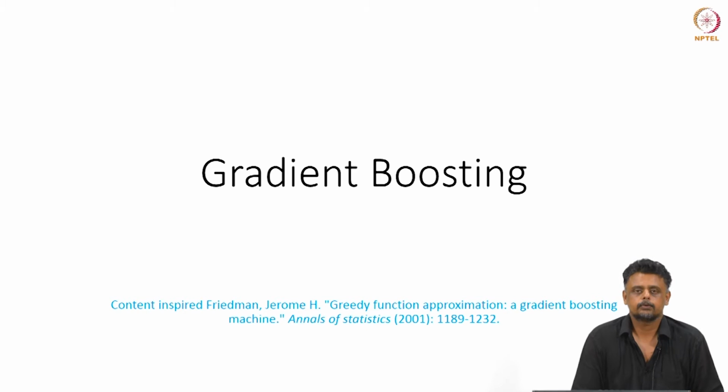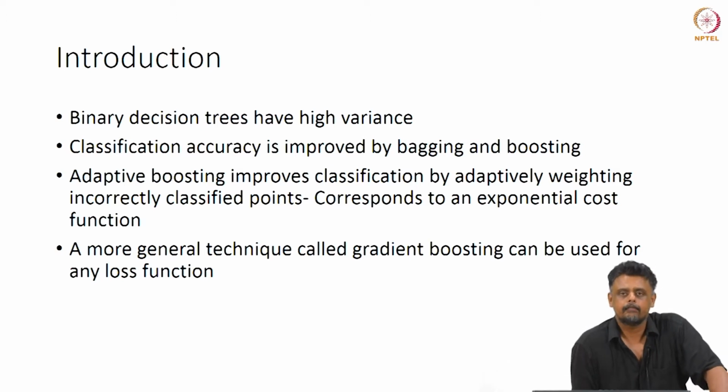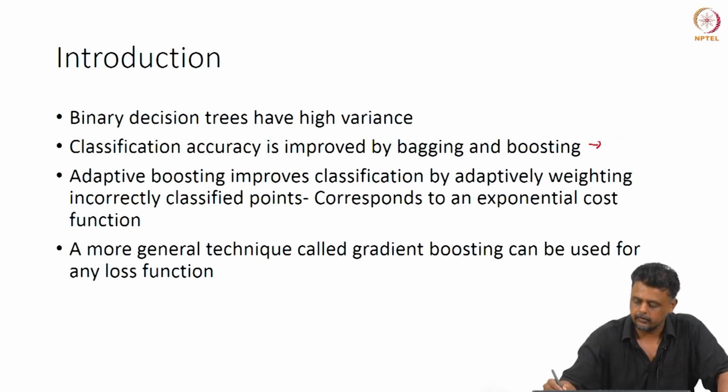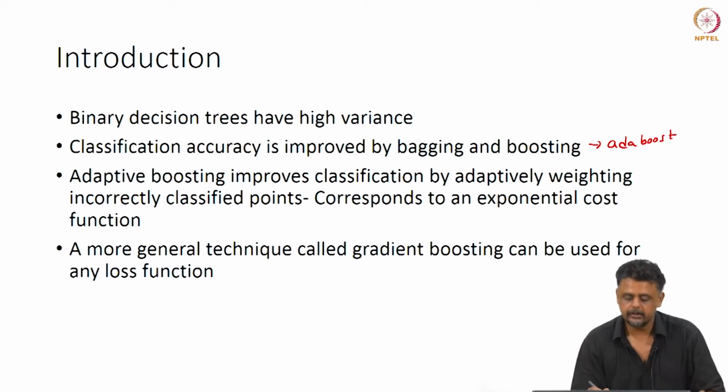Hello and welcome back. In this video we will look at gradient boosting. We have seen that binary trees have high variance, and we have improved classification accuracy by bagging and AdaBoost. The way adaptive boosting improves classification is by adaptively reweighting incorrectly classified points in every iteration.